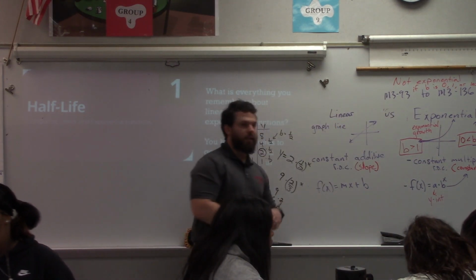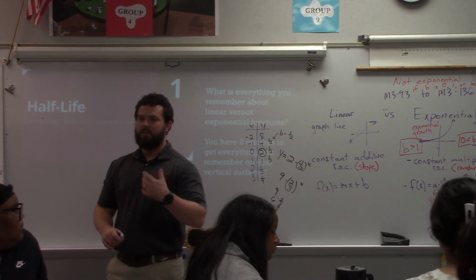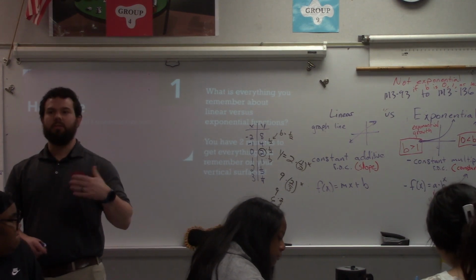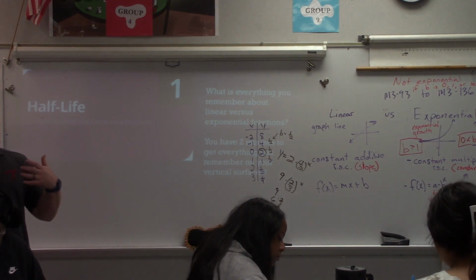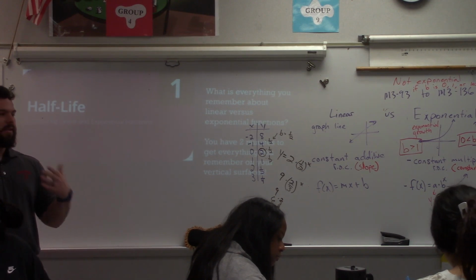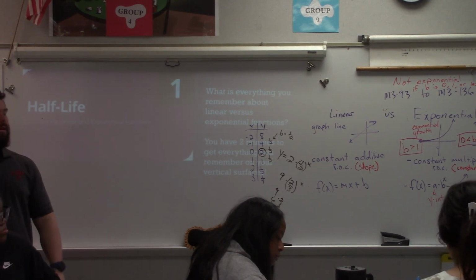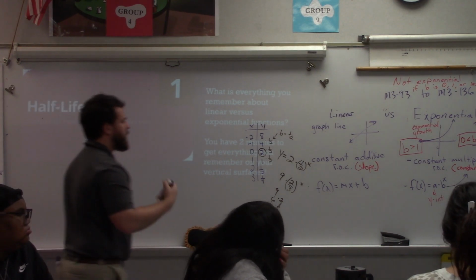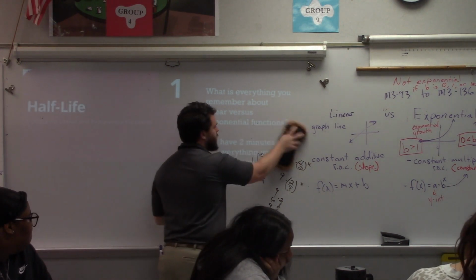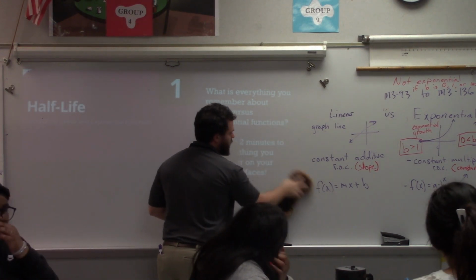So the contrast, if I multiply by 2 and multiply by 2 and multiply by 2 and multiply by 2, is that going to cause the values to grow, or is it going to cause the values to decay? It's going to cause them to grow. So a base greater than 1, a constant factor greater than 1, is going to cause the values to grow.